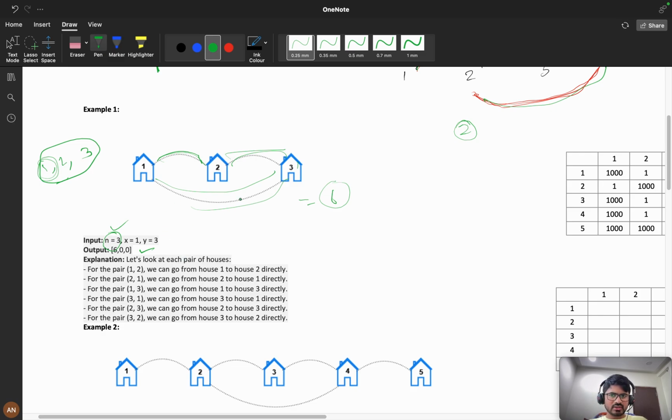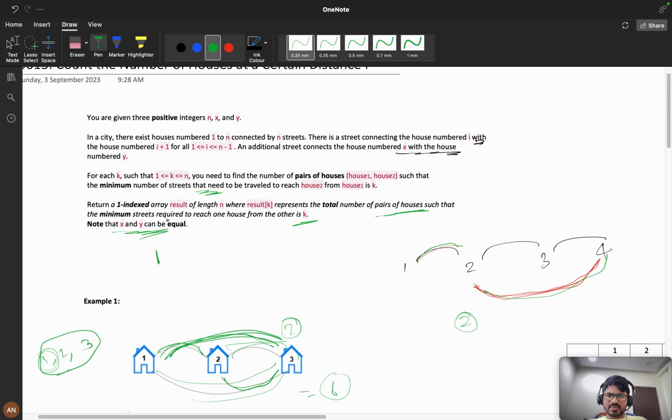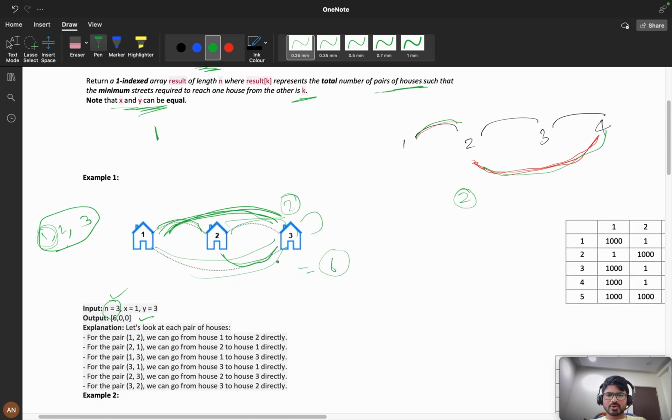For distance two there is no pair, right? Suppose there were an edge between 2 and 3, then from 1 to 3 we could go in 2 steps, but here everything is reachable in 1 step. And note that x and y can be equal, so it can be mapped to 3, or to 2, or to 1.